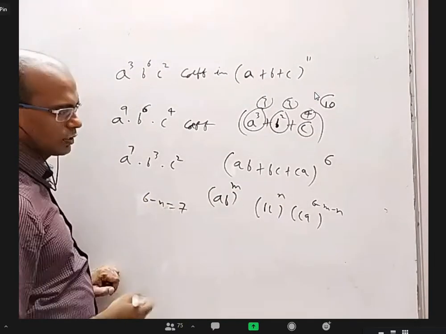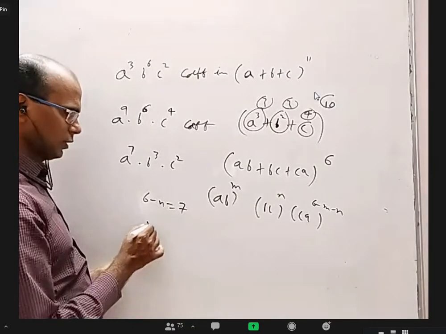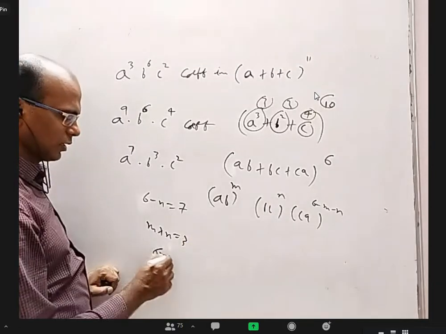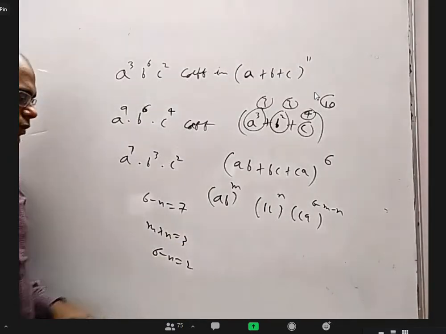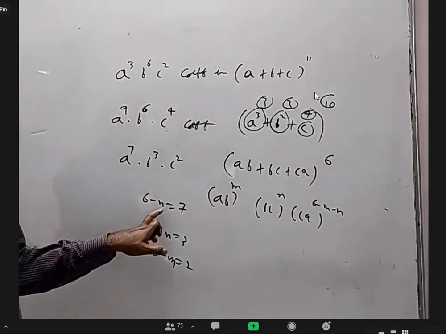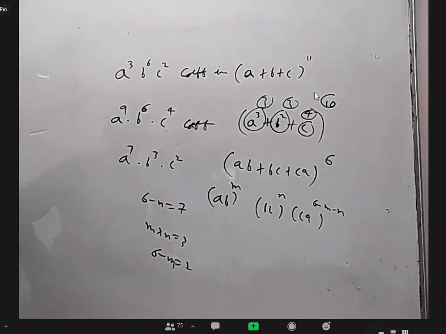What is the power of B? This and this put together. m plus n should be 3. What is the power of C? This and this put together. 6 minus n should be 2. You will get 6 minus n. You get m equal to 4, n equal to minus 1.